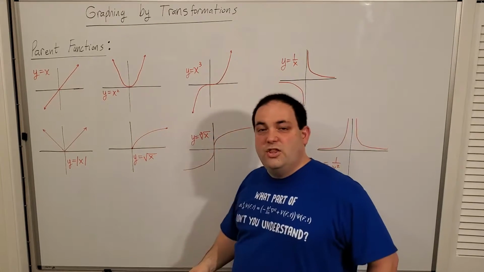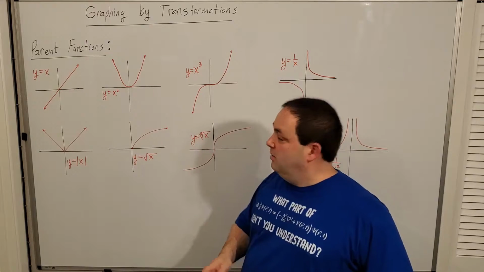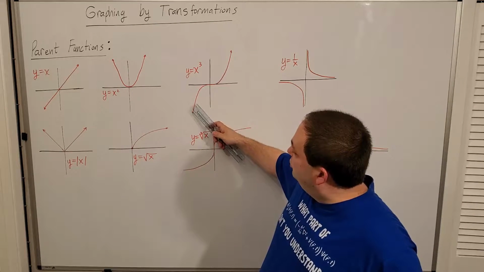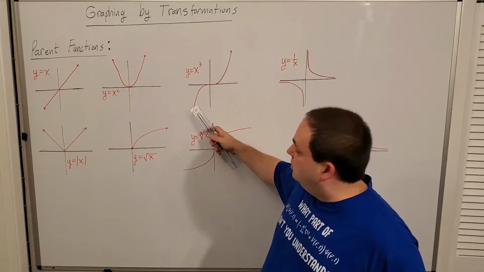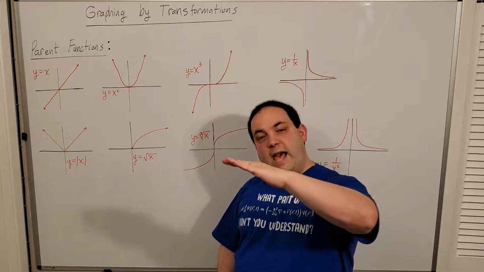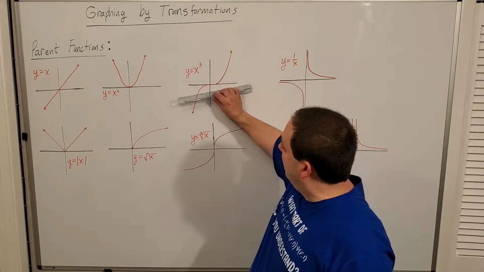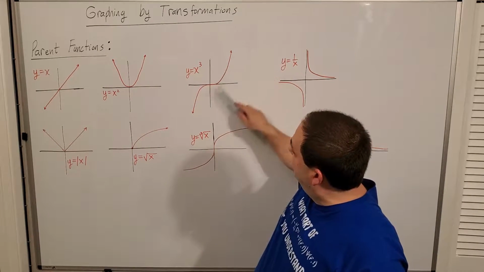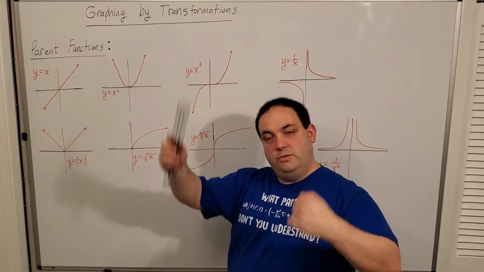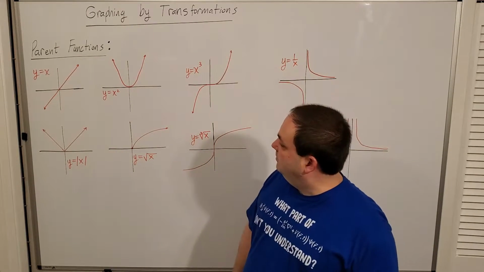Y equals x to the third is your basic cubic that goes through the origin after flattening out in the middle. It's literally what we call a saddle point. It gets horizontal for one point right there in the middle, right? And then it's heading to infinity and negative infinity on either side.